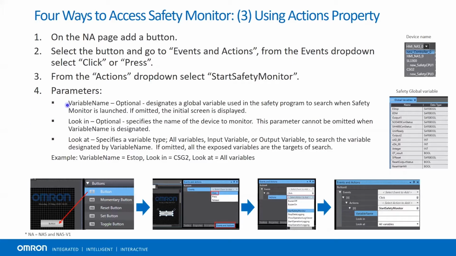The variable name, which is optional, designates a global variable used in the safety program to search when safety monitor is launched. If omitted, the initial screen is displayed. The variable name is from the safety program in the global variable table.